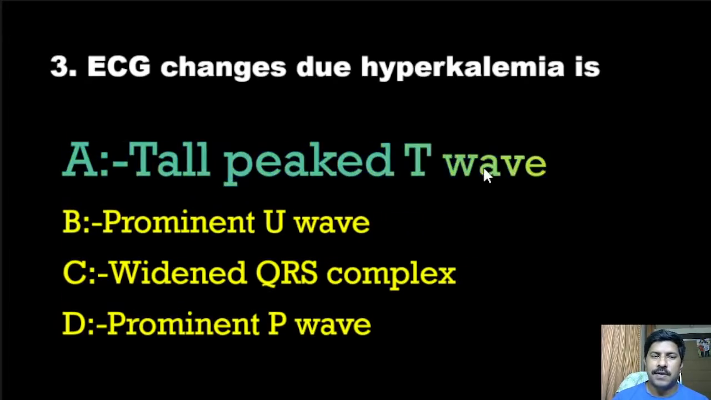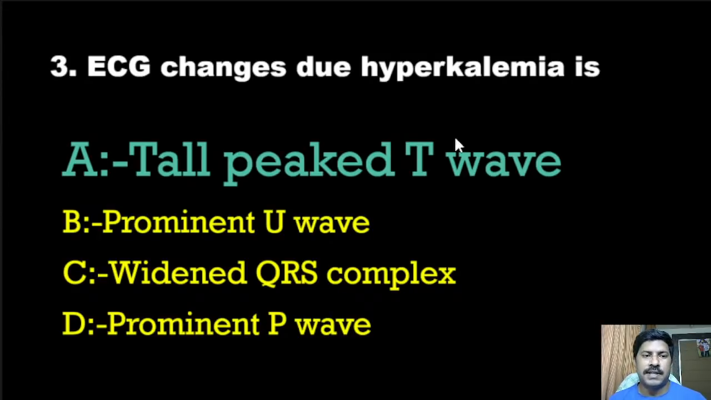Correct answer is option A, tall peaked T wave. Tall peaked T wave is the specified feature of ECG changes in hyperkalemia, but sometimes we can also see a widened QRS, though it is not common. Tall peaked T wave is a peculiar feature of hyperkalemia.